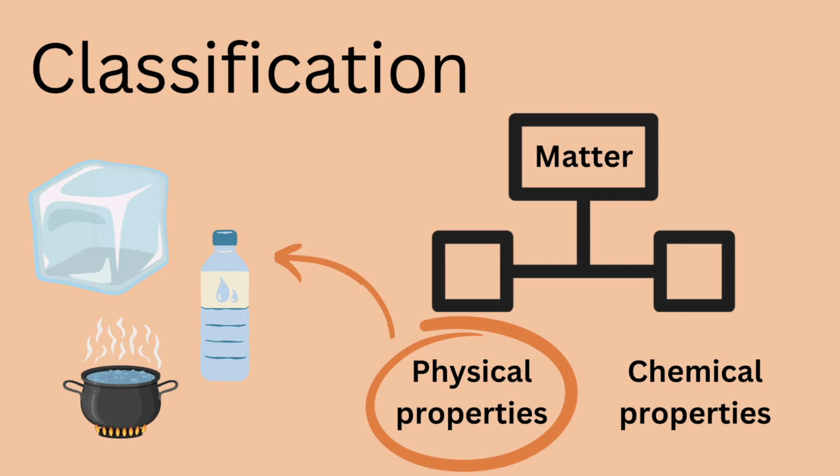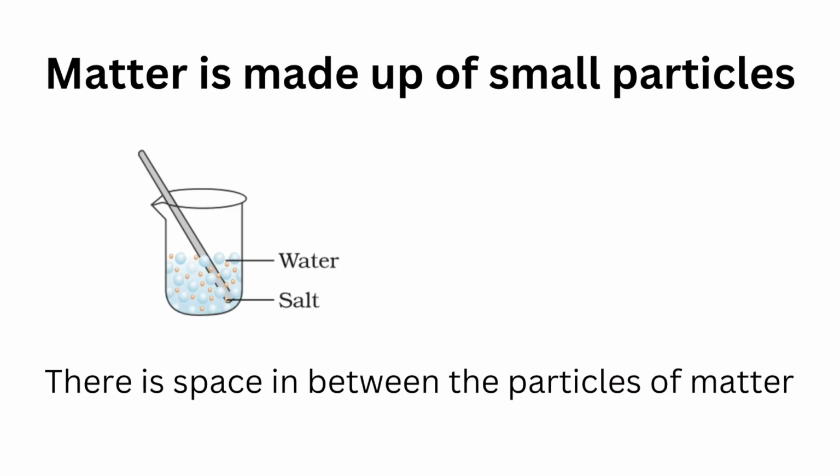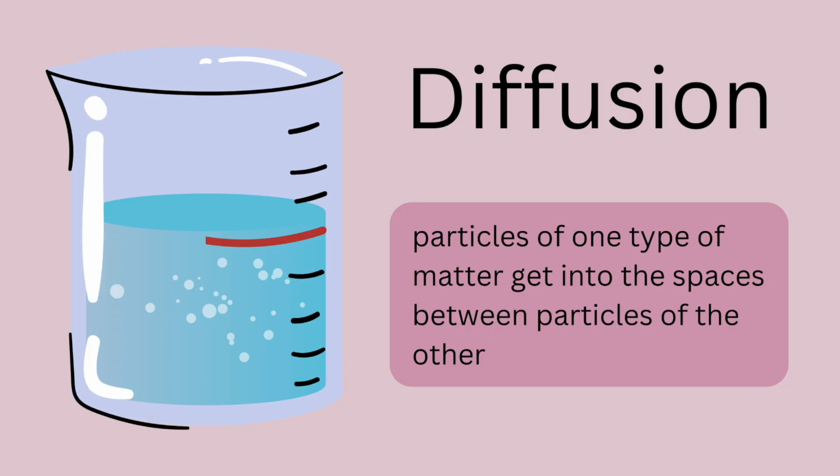Then comes the classification of matter. Matter can be generally classified based on its physical properties and chemical properties. In this chapter we will be focusing only on the physical properties of matter, and that comes to the state in which it is presented. We'll see more about this. Matter is generally made up of very small particles and they have space in between these particles.